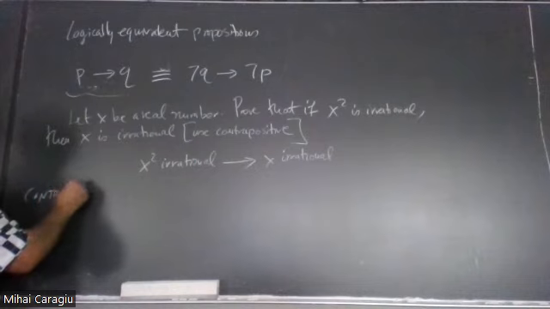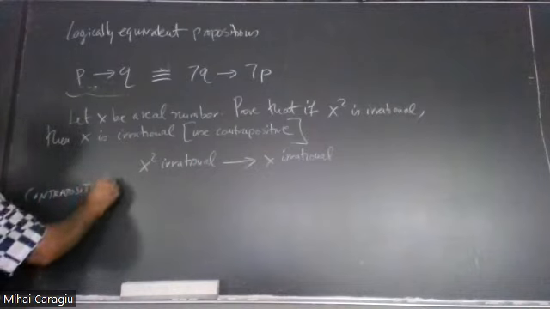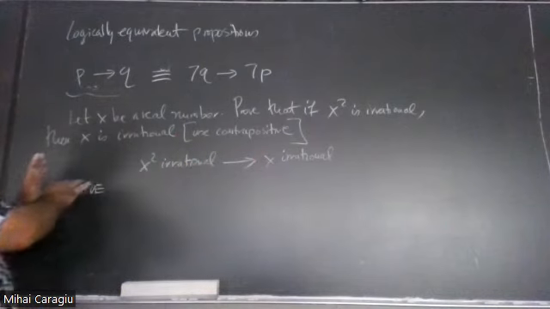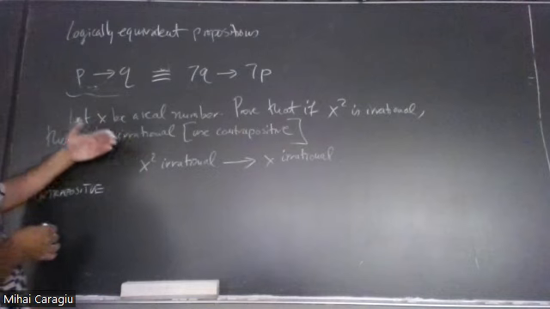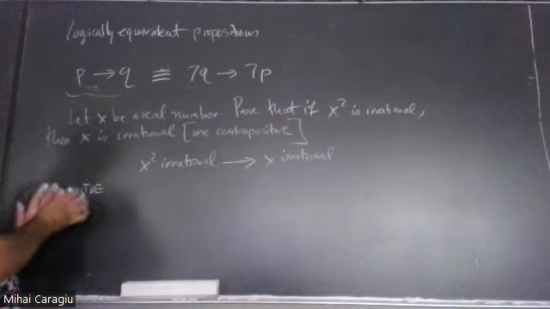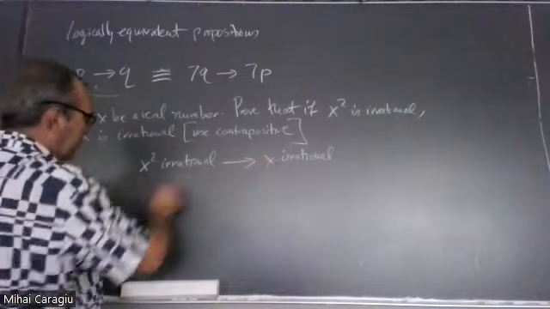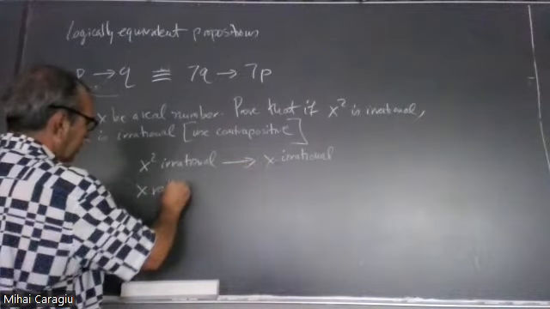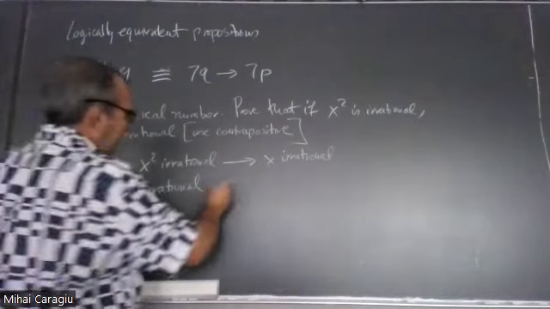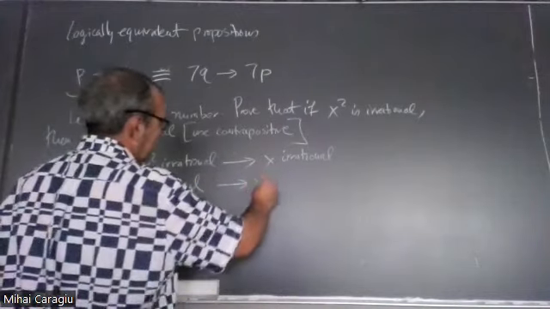Look, the negation of the right implies the negation of the left. So the direct implication is left implies right. The contrapositive is the negation of the right implies the negation of the left. So x is not irrational, so x is rational. A rational number means a quotient of two integers. Then x squared is rational.